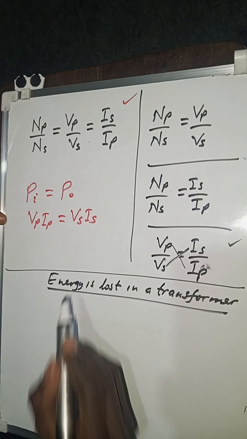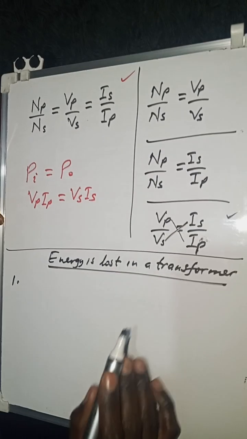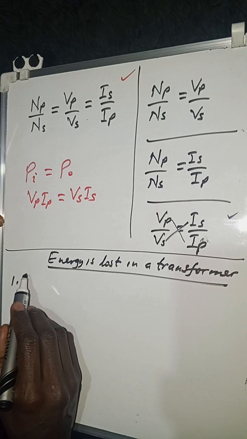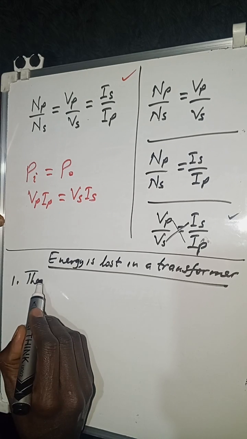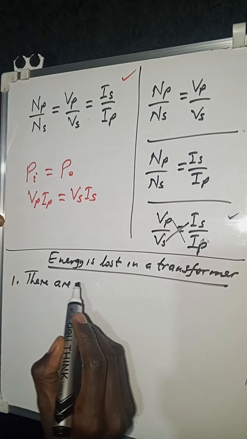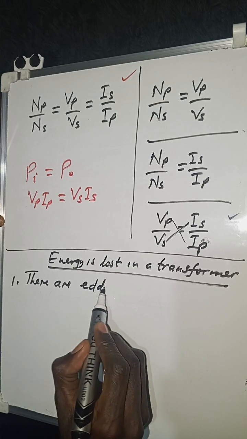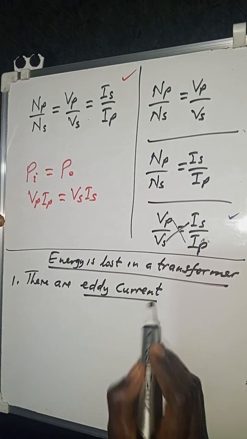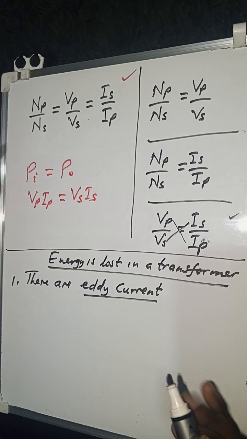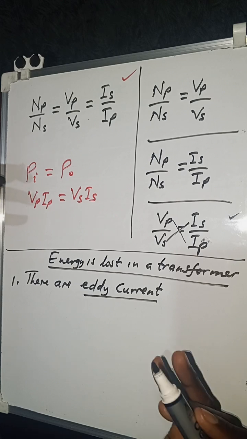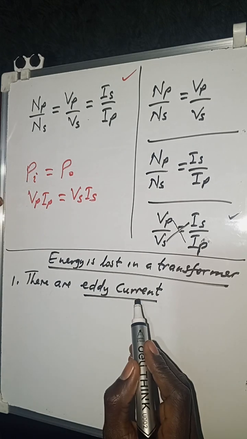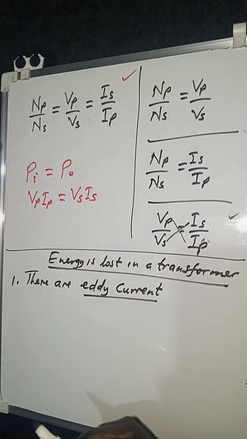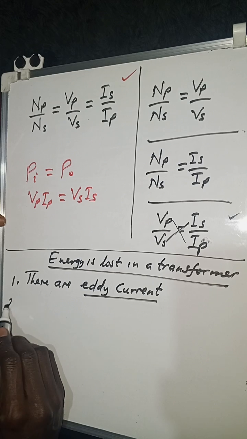How is that energy going to be lost? One, we can simply say that there are what we call eddy currents, so very small currents that are going to be created in the transformer, because the transformer is heating up. Because of these eddy currents, you are going to find that energy is going to be lost.